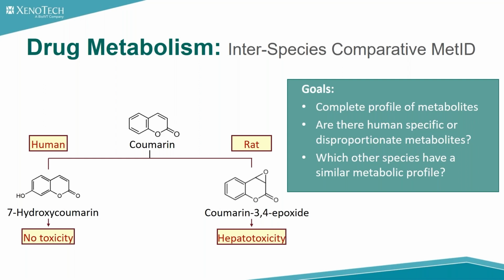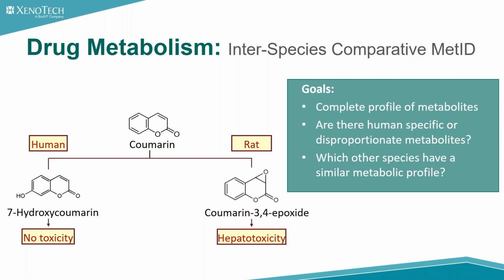And you know, these are important because you want to be able to select a species that has the most similar profile to human, and also know early on if there are going to be any human specific or disproportionate metabolites that may need to be assessed individually in independent tox studies or with any follow-up in vitro DDI studies.